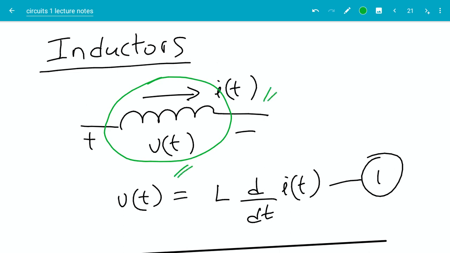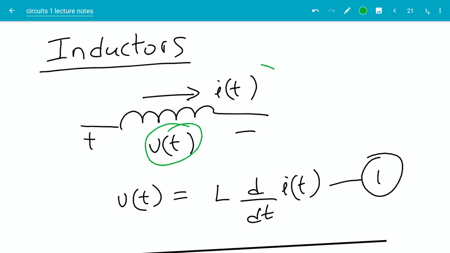The exact relationship, if you want to derive it, comes from looking into the physics of that particular component. But as far as circuit analysis is concerned, which is the primary focus of this course, we only need to know the relationship between the voltage and the current. That is our starting point here, and we will take it as a given and start analyzing from there.